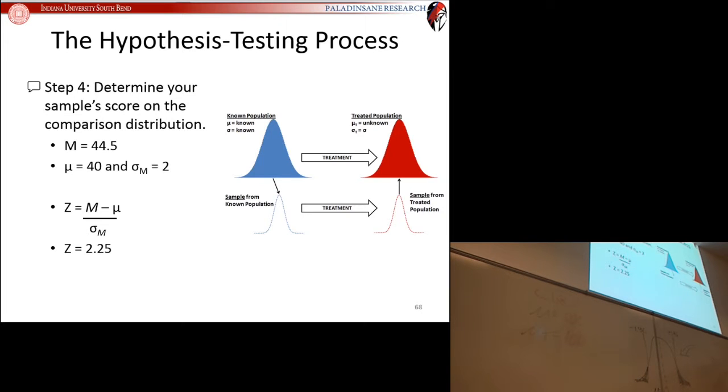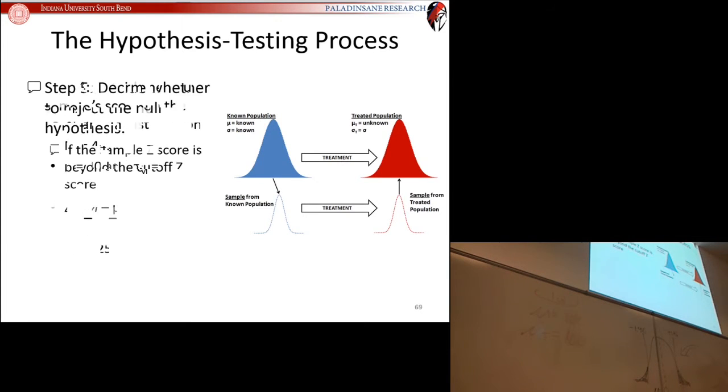So once it crosses into that unlikely zone, you're in the situation you were with your friend when they said they would help you move. Either you believe every single excuse compounded on top of each other, or you say, you know what, that's so unlikely, I'm rejecting your excuses, I'm saying our treatment works. That's what we're doing here in step 5. So if the sample z-score is beyond the cutoff z-score, it is. Our sample went beyond, out of the body into the tail. Now we accept the research hypothesis and we reject the null hypothesis.